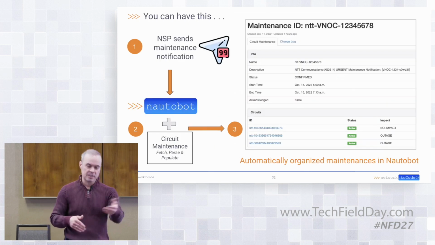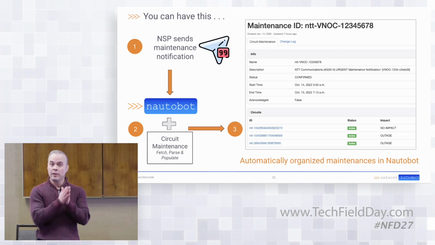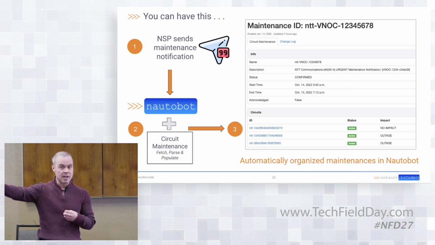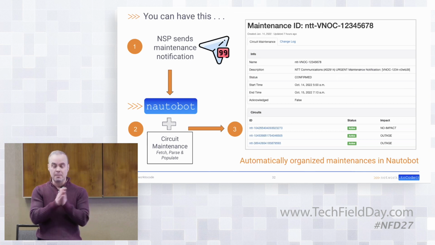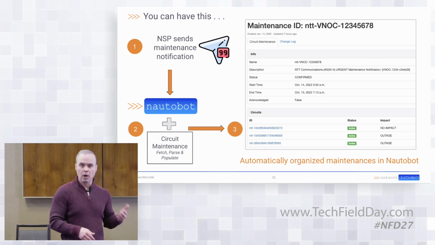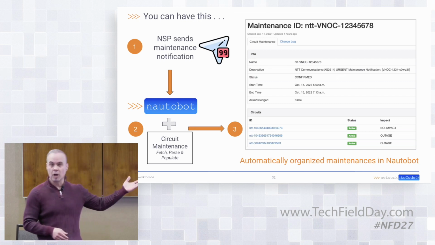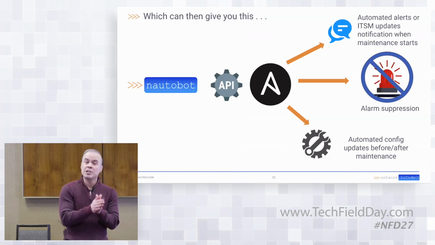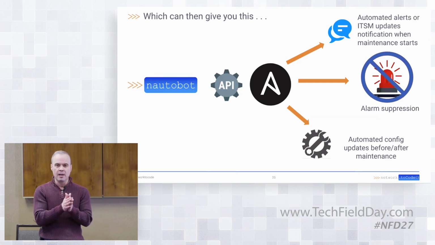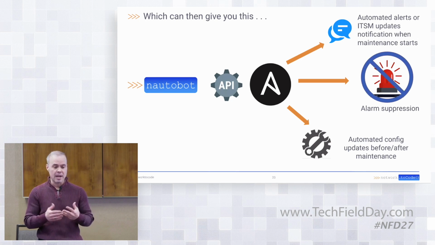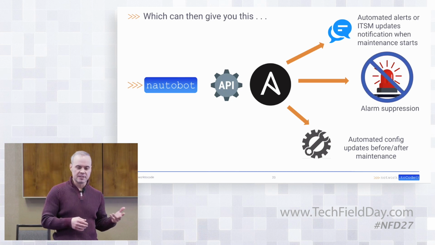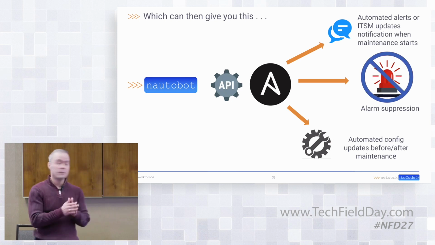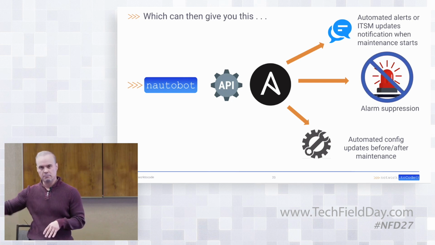So we do. This application gives you this workflow here, where the NSP sends a maintenance notification. The circuit maintenance application goes out, retrieves that notification, brings it back, parses it, and then populates that data in Nautobot to give you a well-defined, easy-to-use maintenance object in Nautobot. We'll cover that. So once you have the maintenance data in Nautobot, that allows very easy follow-on network automation to deal with the maintenance, like we talked about: automated alerts, alarm suppression, or automating the config updates before and then after the maintenance.